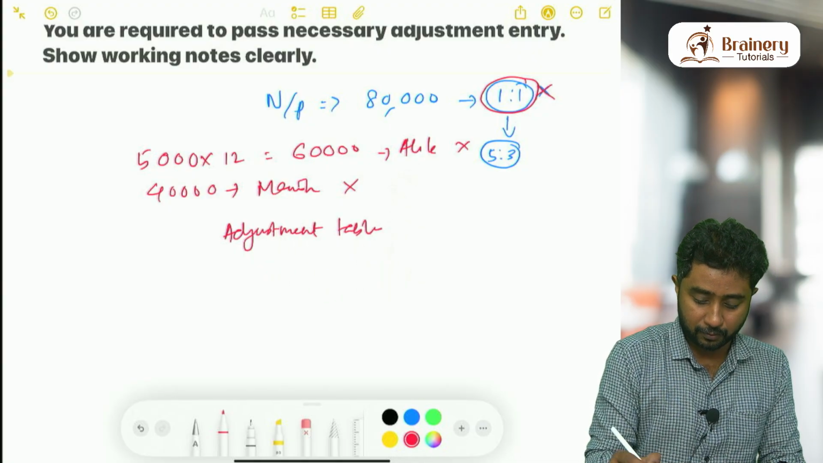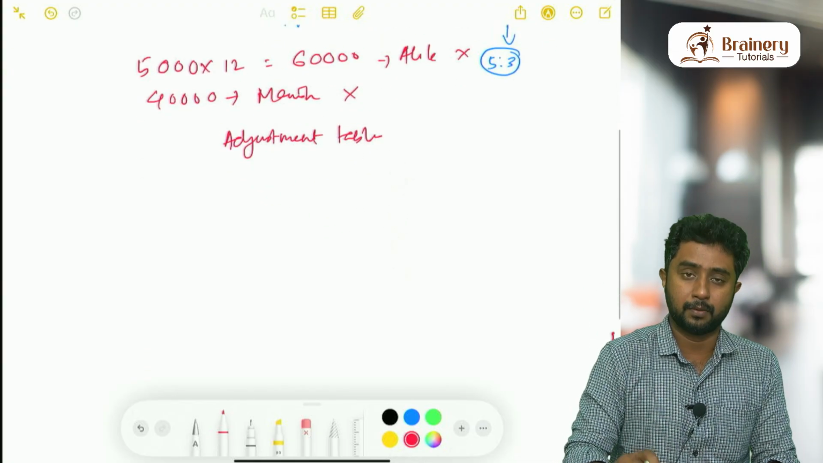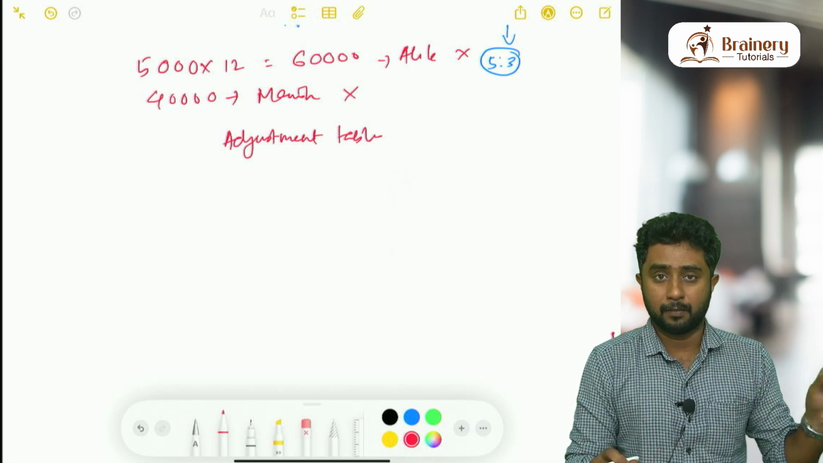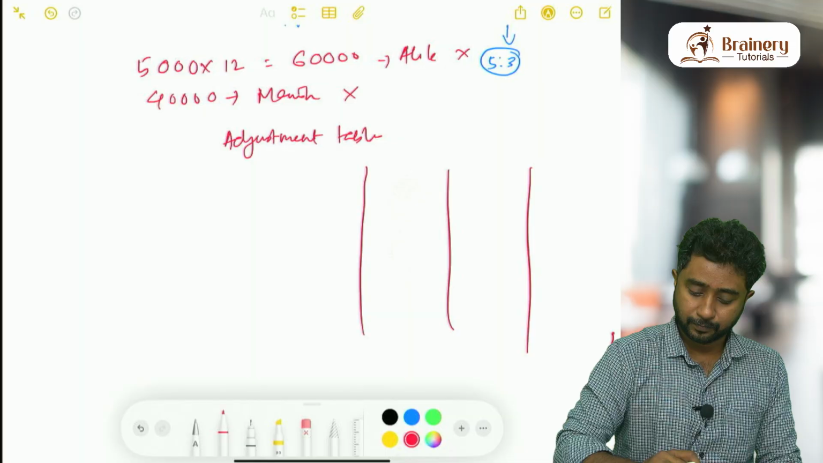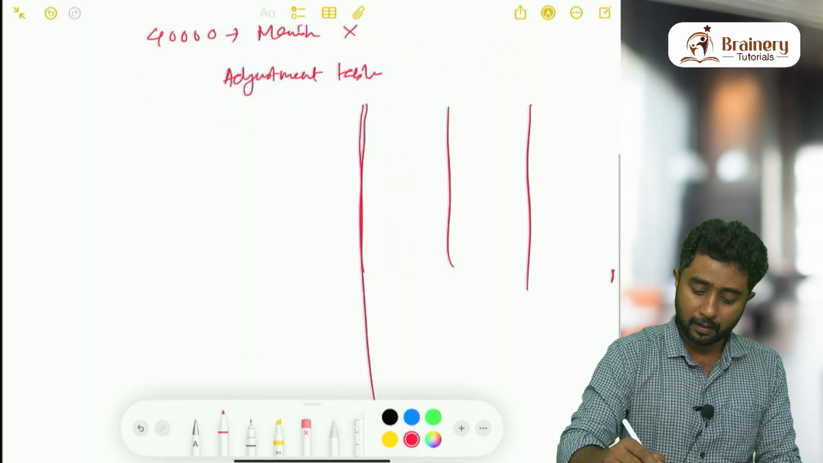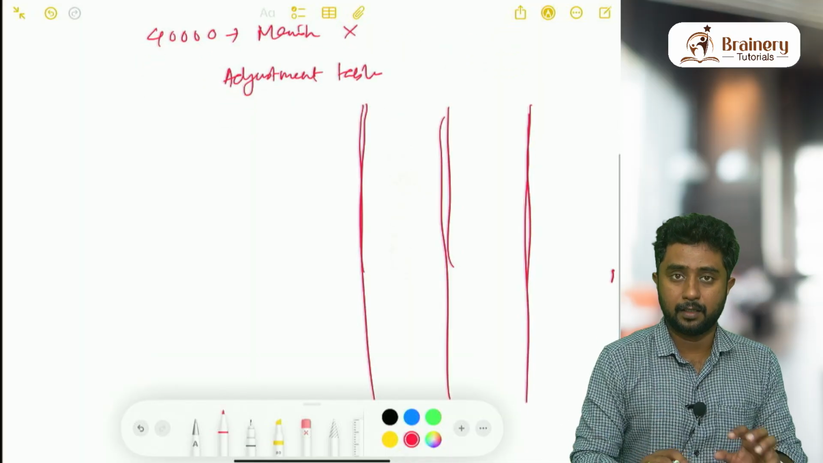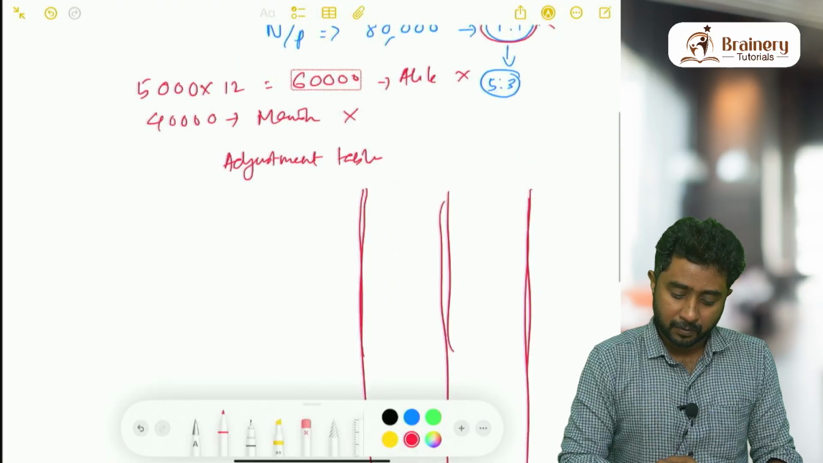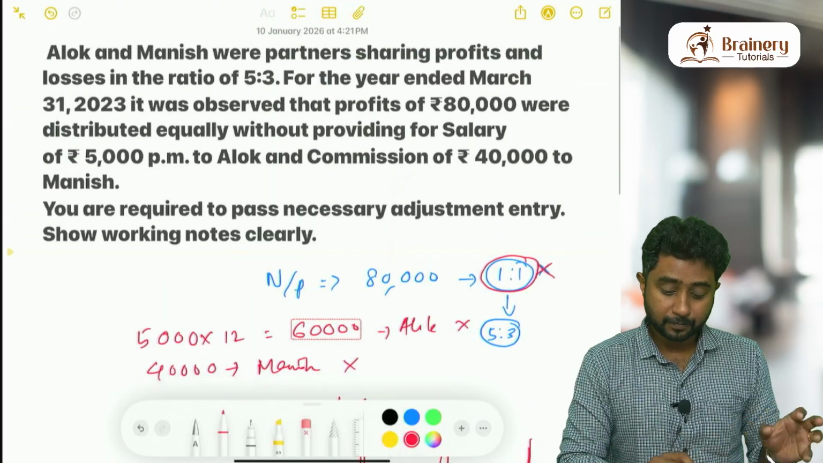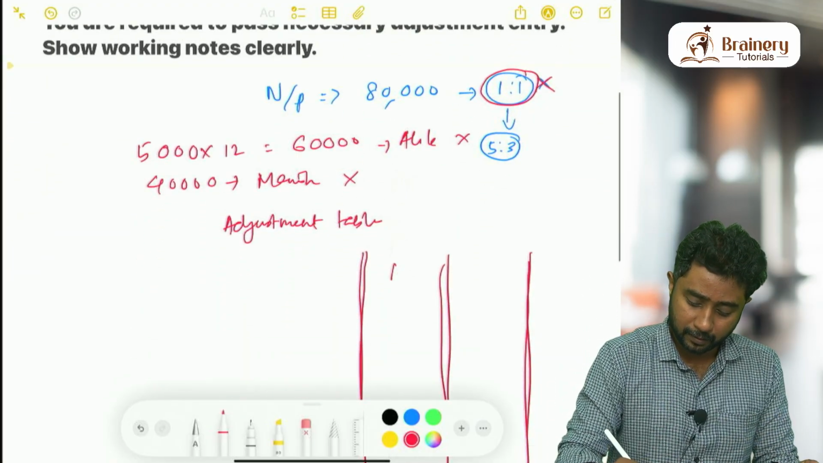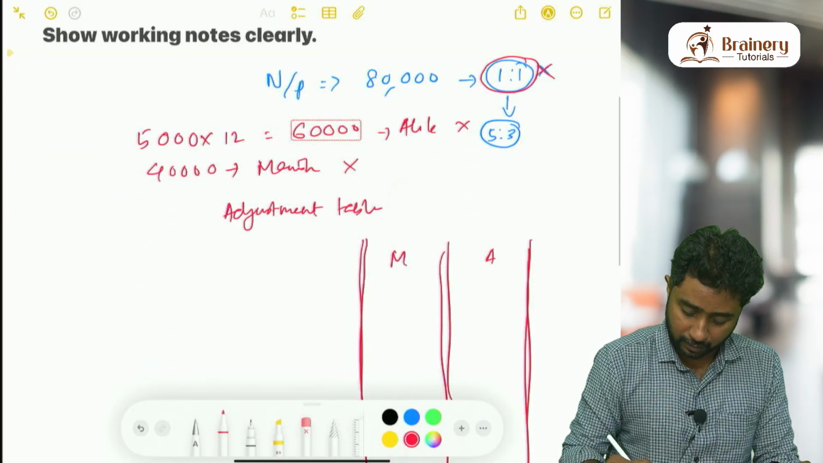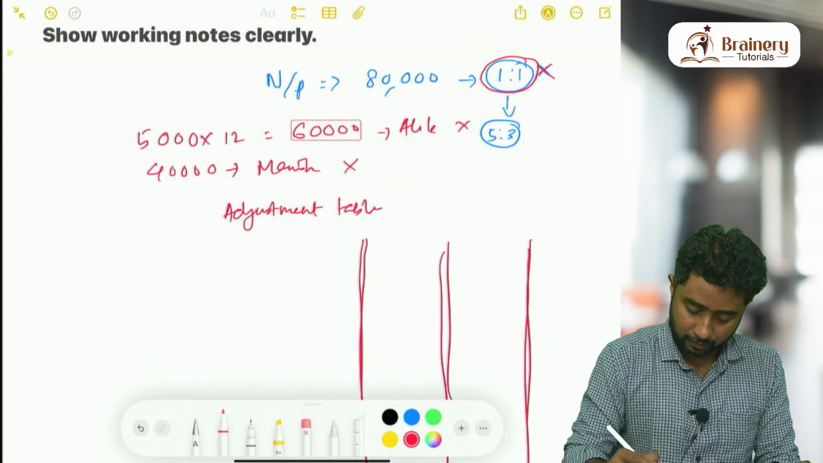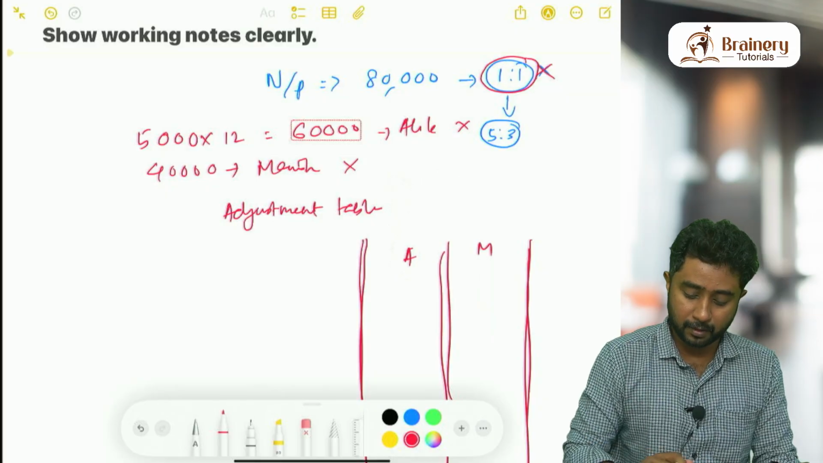If you are a regular follower of our videos, you must know that we are following a different method for the adjustment table, unlike the method that most of you may be familiar with. So here we are. I'm just writing Manish and Alok. Sorry, the first partner's name is Alok, so write in that order itself, Alok and Manish.